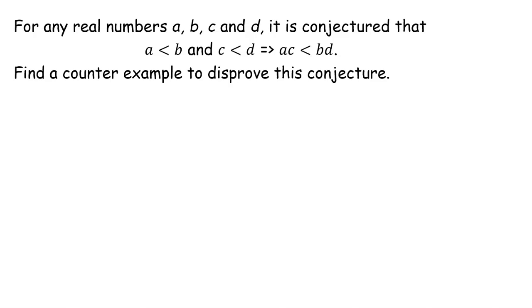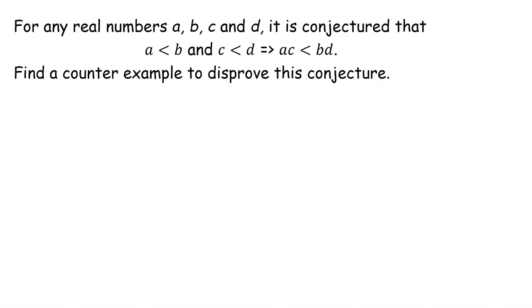Now here's a second example for you. If I say to you, for any real numbers a, b, c and d, it's conjectured that if a is less than b and c is less than d, then ac is less than bd. The question is, can I find a counterexample to disprove this conjecture?